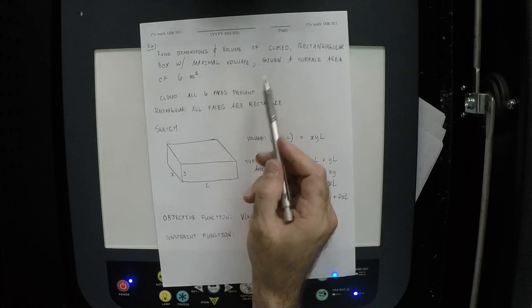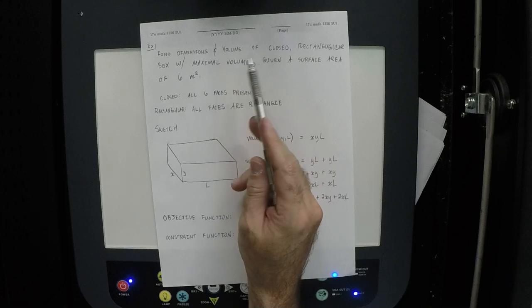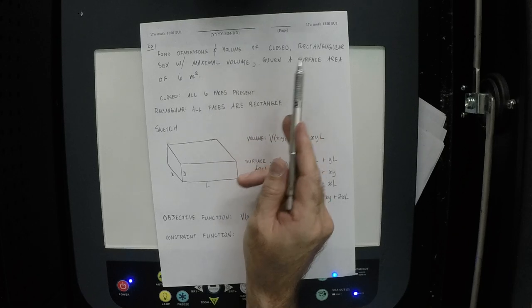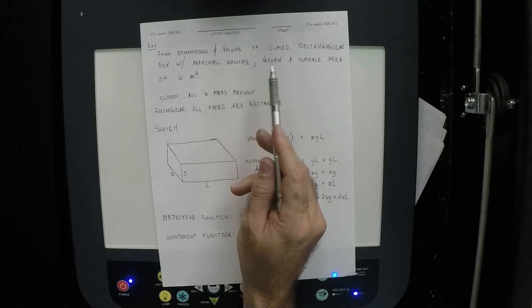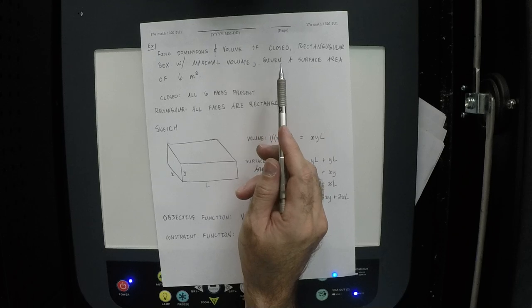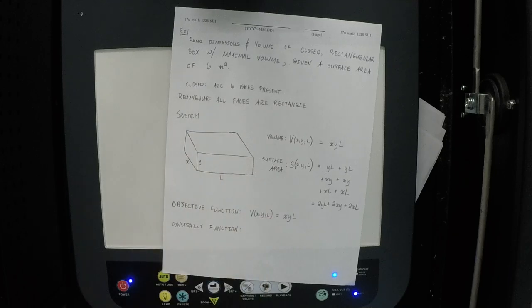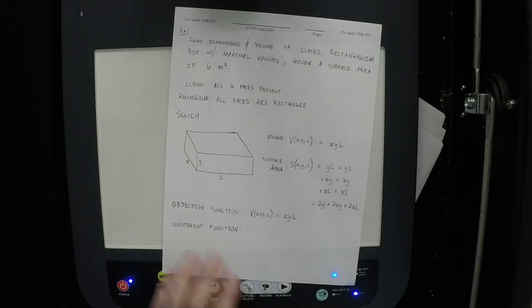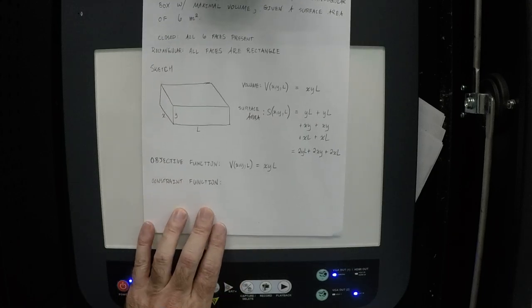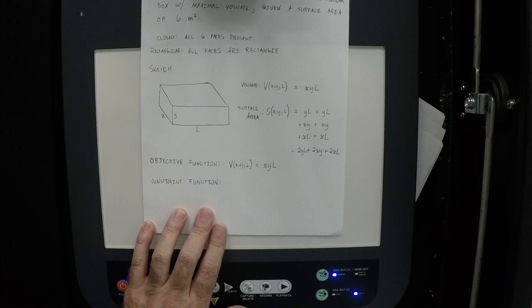6, right? Because it's saying find the dimensions and volume of a closed rectangular box with maximal volume, subject to surface area is 6. So we want surface area equal 6. So the surface area function is not the constraint function. What's the constraint function? Yeah, it would be S minus 6, right?